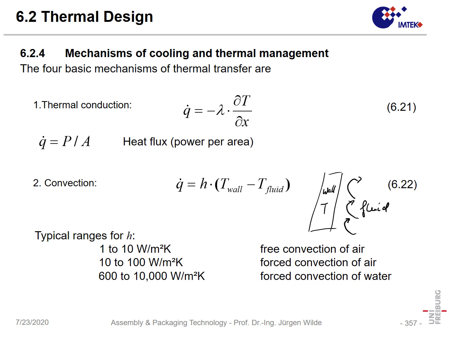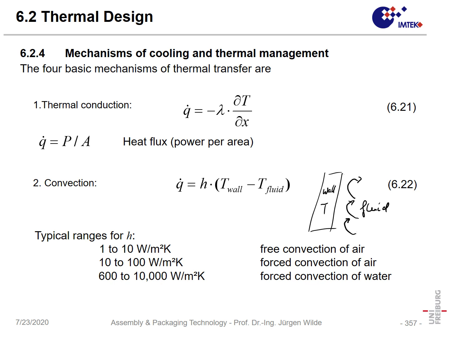That means we have an area of 1 square meter. The wall has a temperature of, let's say, 1 degree. The environment has 0 degrees, and in that way, on that square meter, we dissipate 1 watt of power.